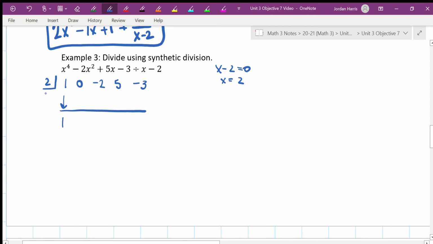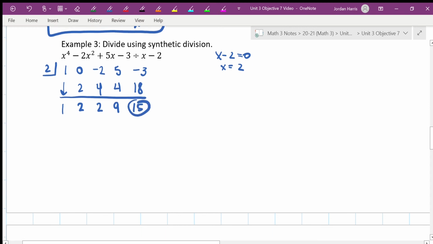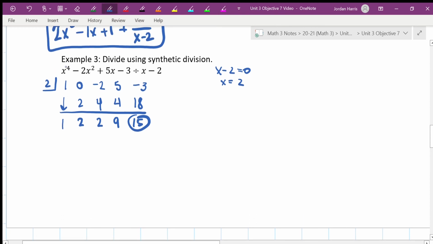Okay, bring down the first one. Then we multiply, add, multiply, add, multiply, add, multiply, add. That's the last one. So this one would not have been a factor because we have a remainder. And then remember, we take the exponent and go down 1. So from x to the 4th, I go to x cubed. And then these are the coefficients. So 1x cubed plus 2x squared plus 2x to the 1st plus 9, plus the remainder over the thing we divided by, which in this case is x minus 2.